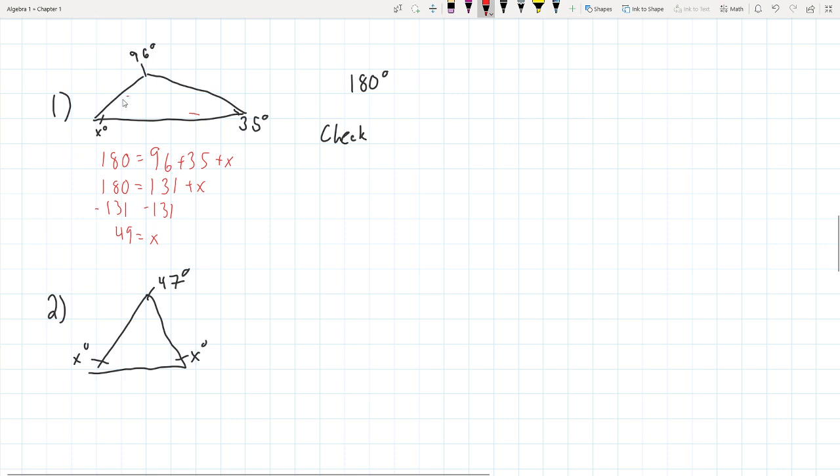And I check and I say, okay, yeah, that fits in. I'm going to plug this into my original equation. 180 equals 96 plus 35 plus x. 180 equals 96 plus 35 plus 49. I'm going to start combining some terms here. So I get 180 equals 131 plus 49, and 180 equals 180.